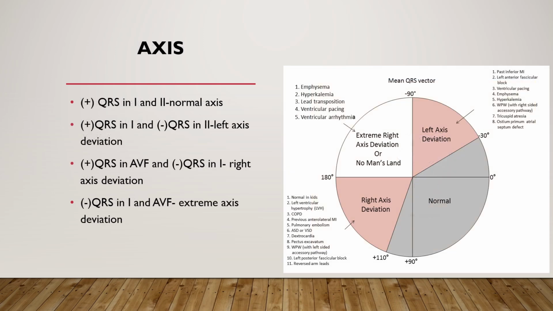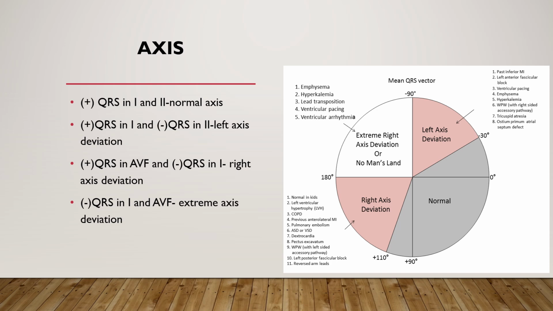Let's talk about QRS axis. Axis can help you sometimes to point towards a possible underlying diagnosis. Normal axis is present when the QRS is positive in leads 1 and 2. Left axis deviation is present when the QRS is positive in lead 1 and negative in lead 2. Certain EKG pathologies can give you left axis deviation, such as, for example, inferior myocardial infarction, paced rhythm, Wolff-Parkinson-White syndrome, or WPW, left bundle branch block.